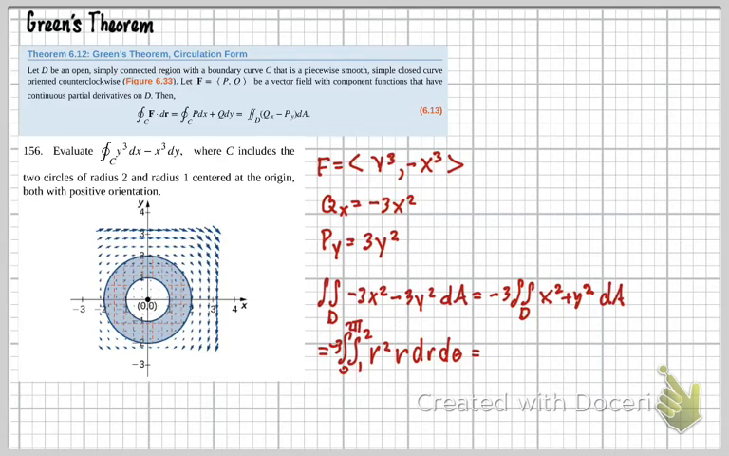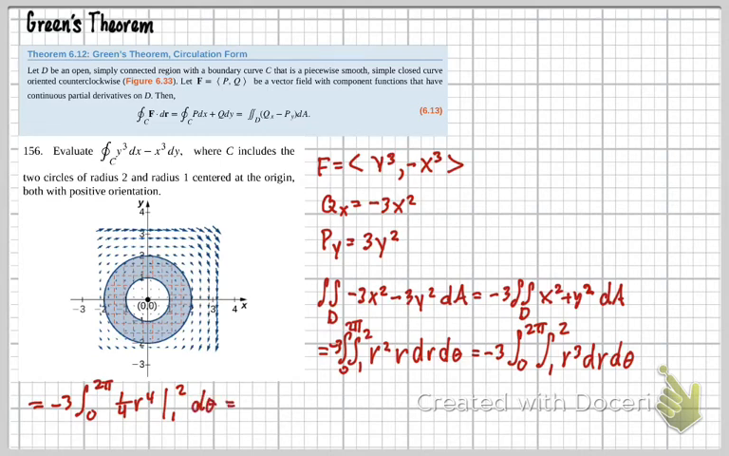So now we're ready to roll. I have my -3 here. I make sure I put that first. And this is really 0 to 2 pi, the integral from 1 to 2, r cubed dr d theta. So for my first integral, dr, that's going to be 1/4 r to the 4th, and that's going to be from 1 to 2, d theta.